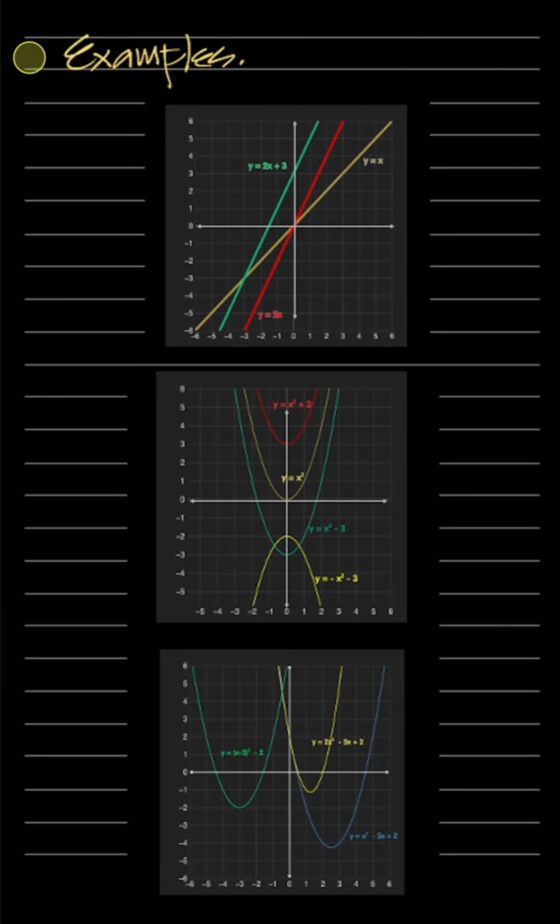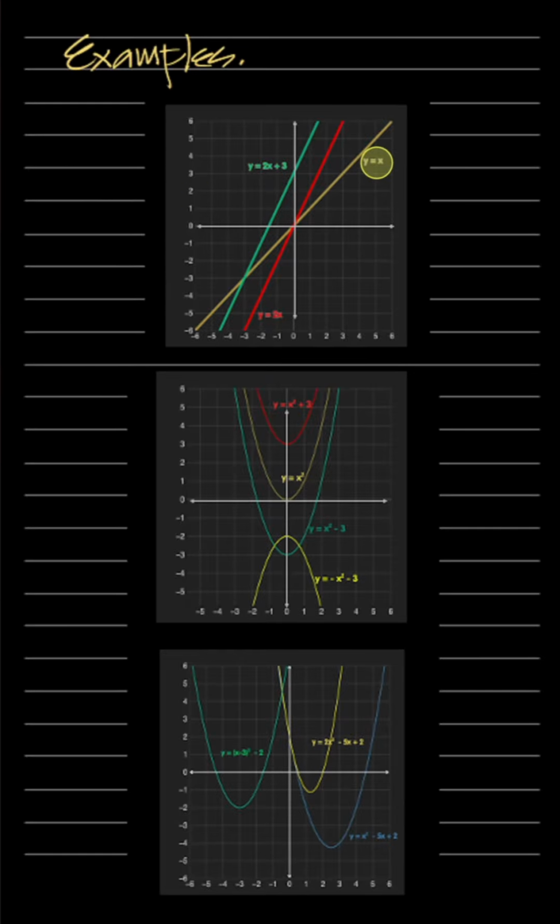Let's take a look at some examples of how parameters affect the outcome of equations. In this case, we're looking at the outcome in terms of the graphs. The first one is a linear graph, or with linear equations.